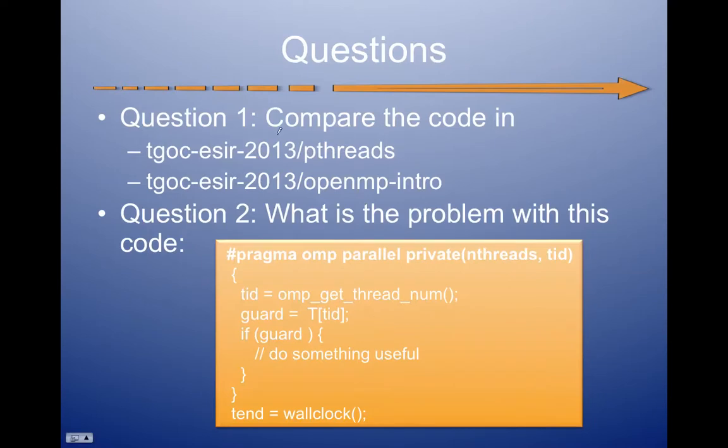So the questions for this part of the course: compare the pthread implementation with the OpenMP implementation. What is your opinion on that, and what properties do you see for each case? And another question is, what is the issue with this code? This code is incorrect. What is the bug there?